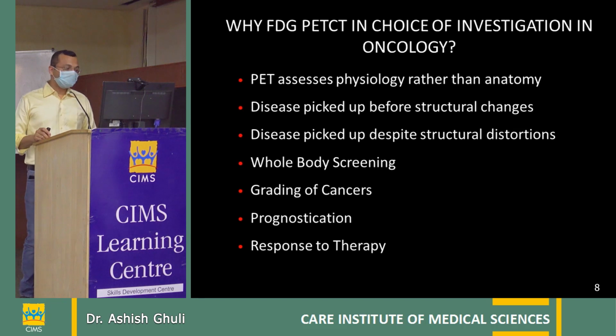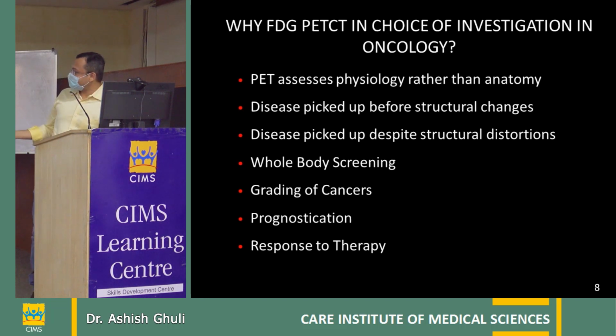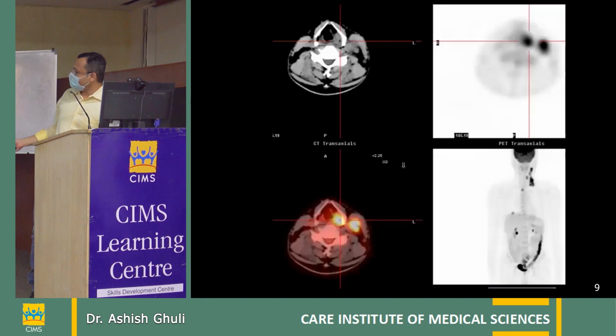Whole body imaging helps in identification of distant sites of metastasis in cancer. Because it is physiological imaging, the uptake in the cancer can tell you about the grading of the cancer, which helps in prognostication, and it can also be used for response to therapy. So these are some of the examples.